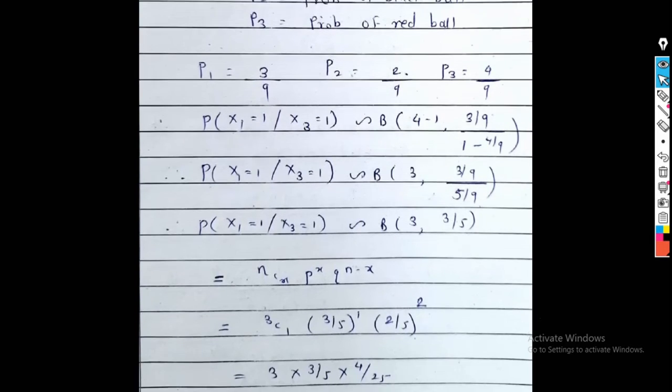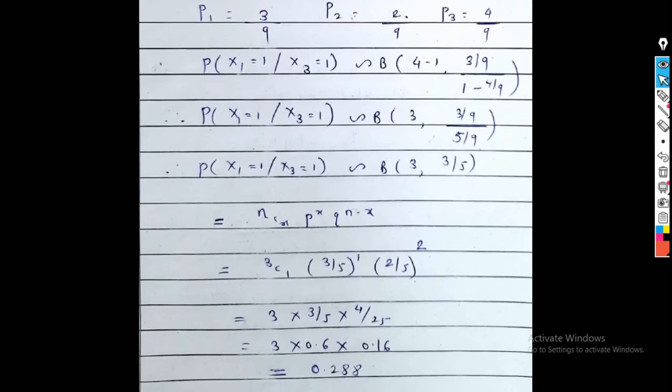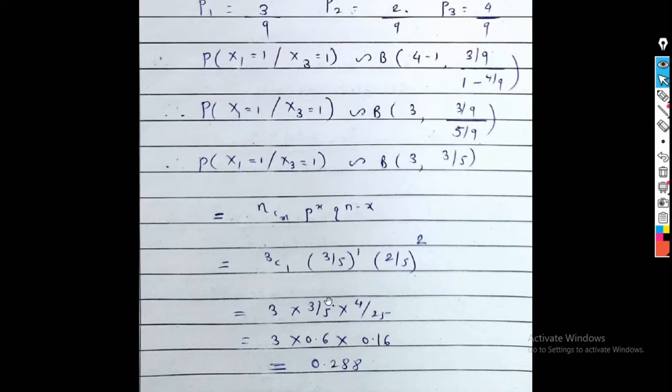Now we can calculate the probability by using the binomial distribution, which is nCx p raised to x, q raised to n minus x. The value of n is 3, so 3C1. The value of p is 3 by 5, and q is 1 minus 3 by 5, which is 2 by 5. After solving this, we get the conditional probability of x1 equal to 1, given x3 equal to 1, is equal to 0.288.